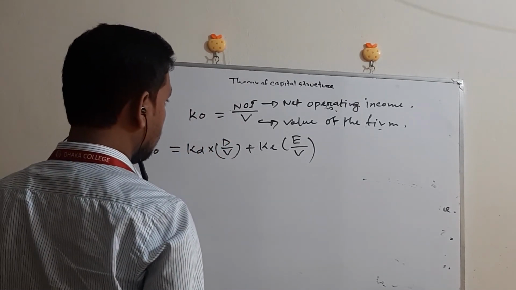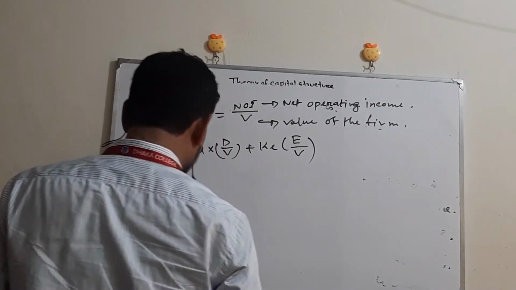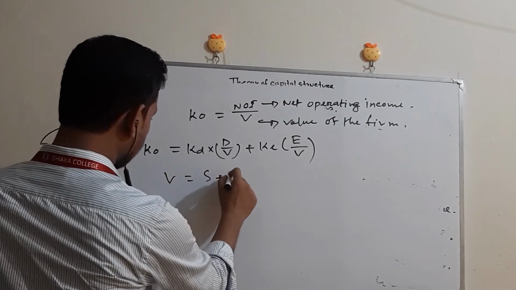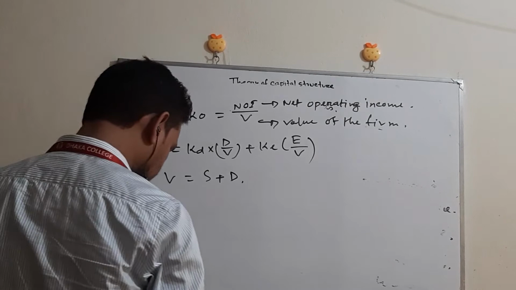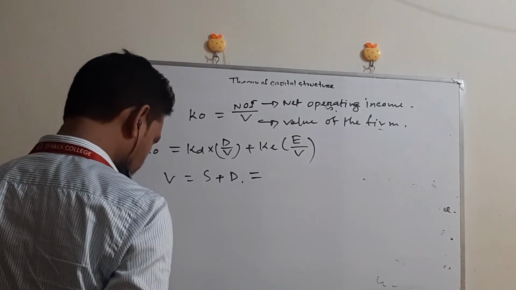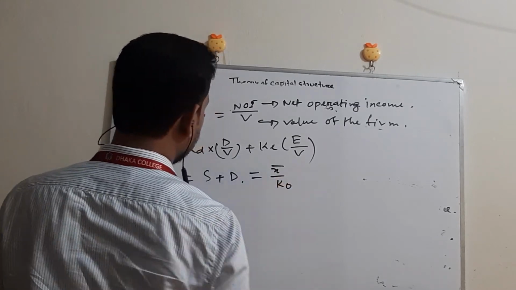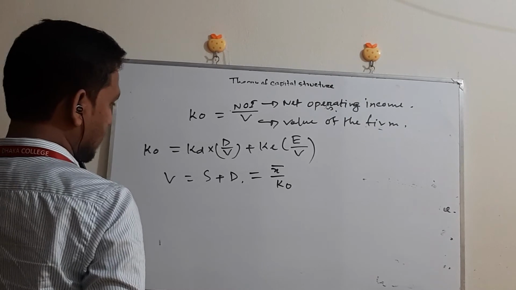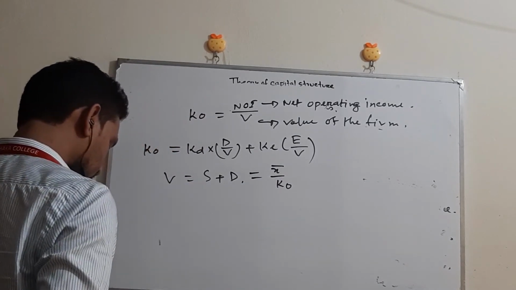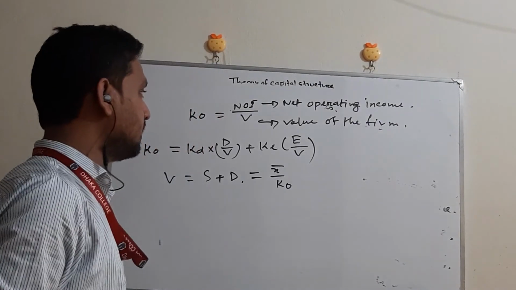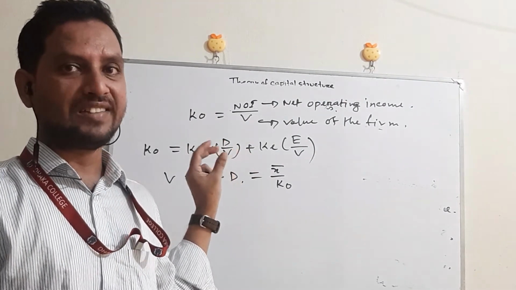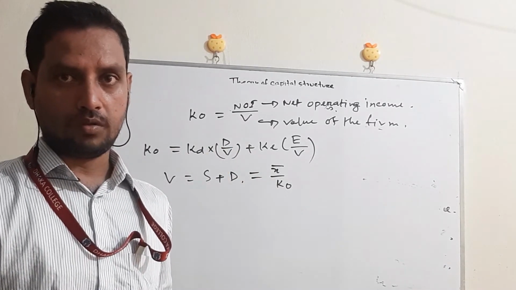Okay, so we already learned that V equals S plus D. It is said in another way that X bar divided by KO equals V. I mean, net operating income divided by the overall cost of capital equals V. Okay, so I think you already learned the basic elements of this chapter that will be used. Okay, good.